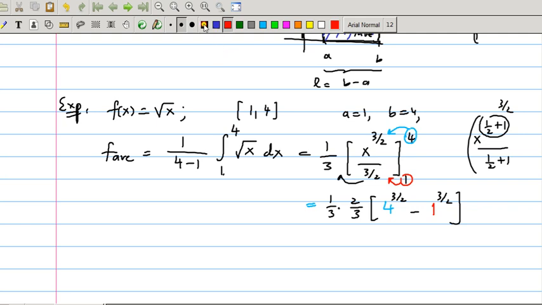So now it's 2 by 9. 4 to the power 3 by 2 becomes 2 cubed, so 8, minus 1. So 14 by 9 is your answer.